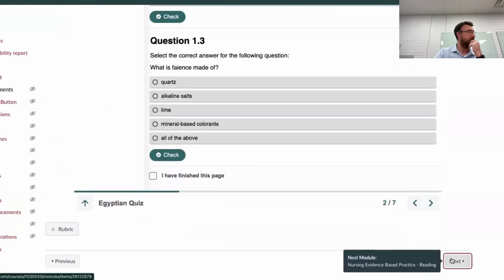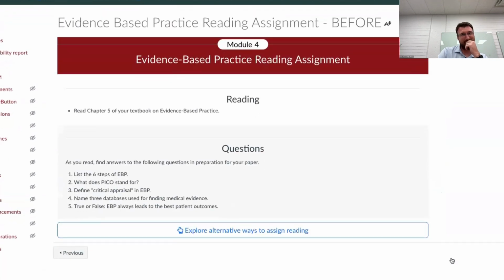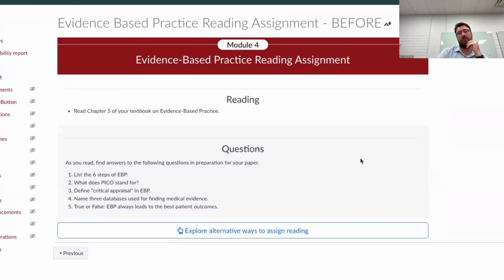Apparently, I'm really good at this. That's the right answer. Okay. Here's an assignment for reading a chapter of your textbook. Read chapter 5 of your textbook on evidence-based practice. Okay.